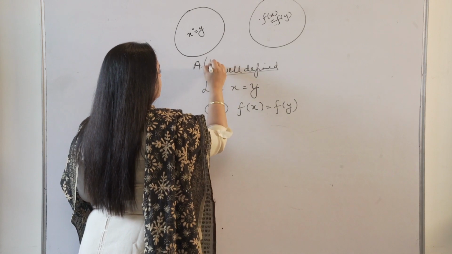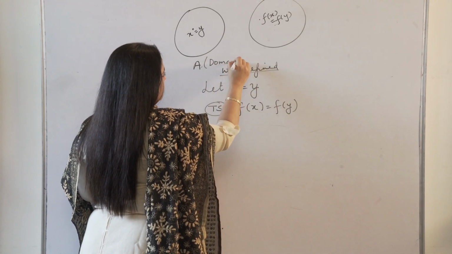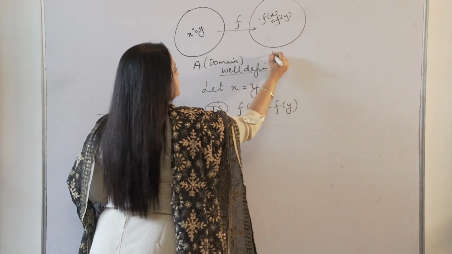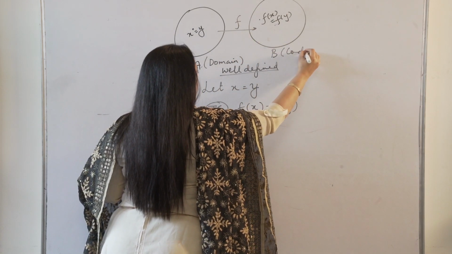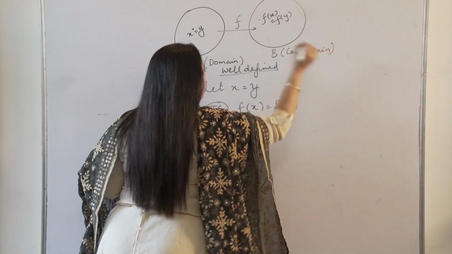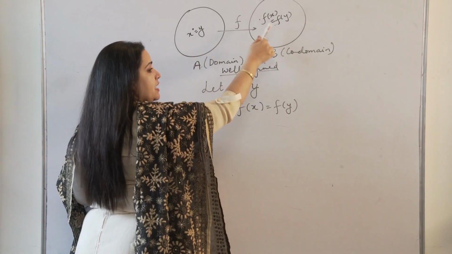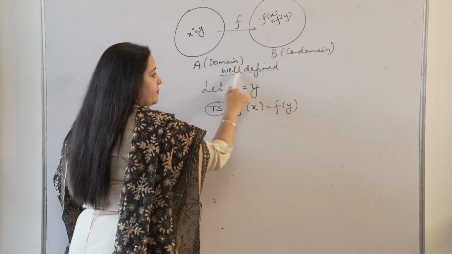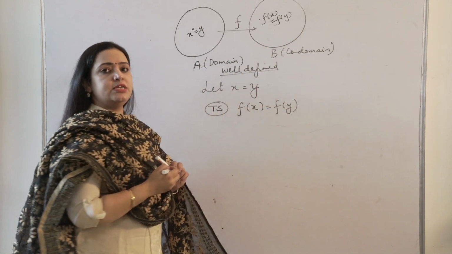Here A is called the domain. This is a set from which the mapping was beginning, and the set B is called the codomain. So every element has an answer and every element has a unique answer. We have shown by showing that the function is well defined.